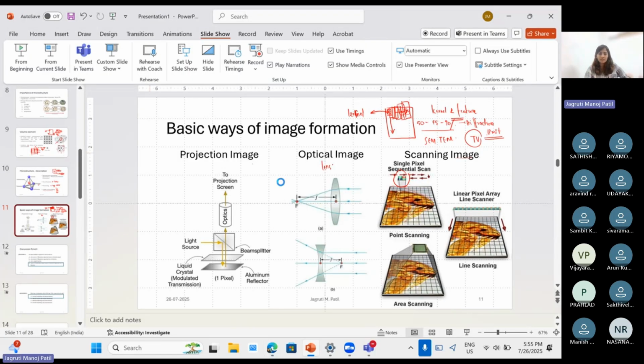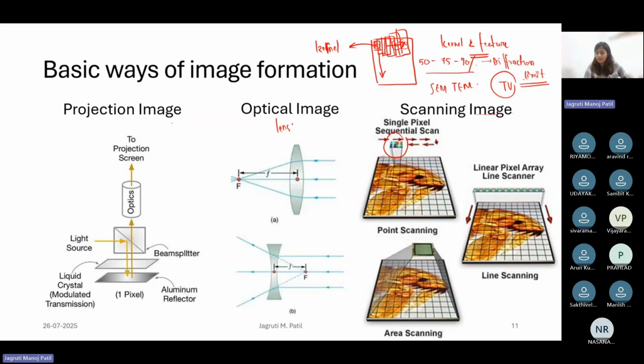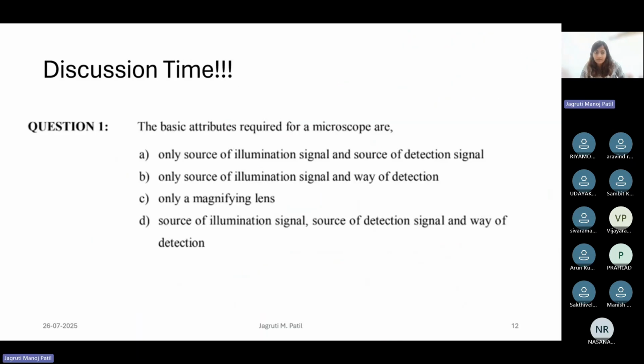So now we'll just go through the assignment from last year, which somewhat resembles the assignment that you have this year, so that you all can solve this year's assignment and complete your assignment that's due. Okay. So here, what are the basic attributes which are required for a microscope? Feel free to unmute yourselves and speak out the answer.